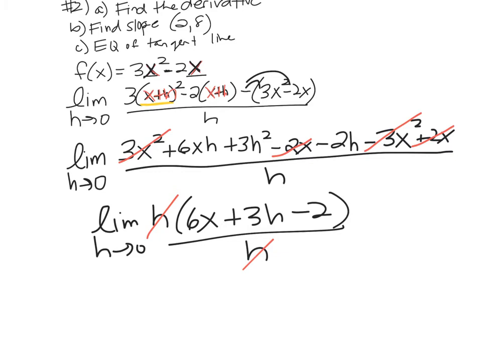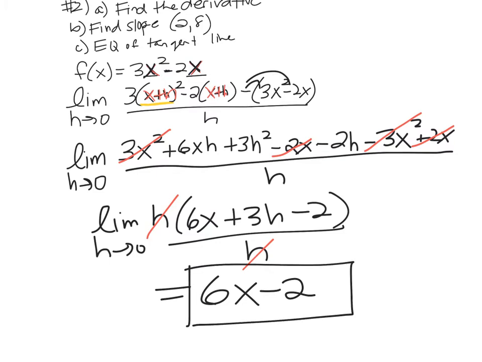Okay, so h equals 0. Plug in 0. Our answer is 6x minus 2. Now, you're wondering, what did we just find? That's called the derivative. We just found the derivative of 3x squared minus 2x.